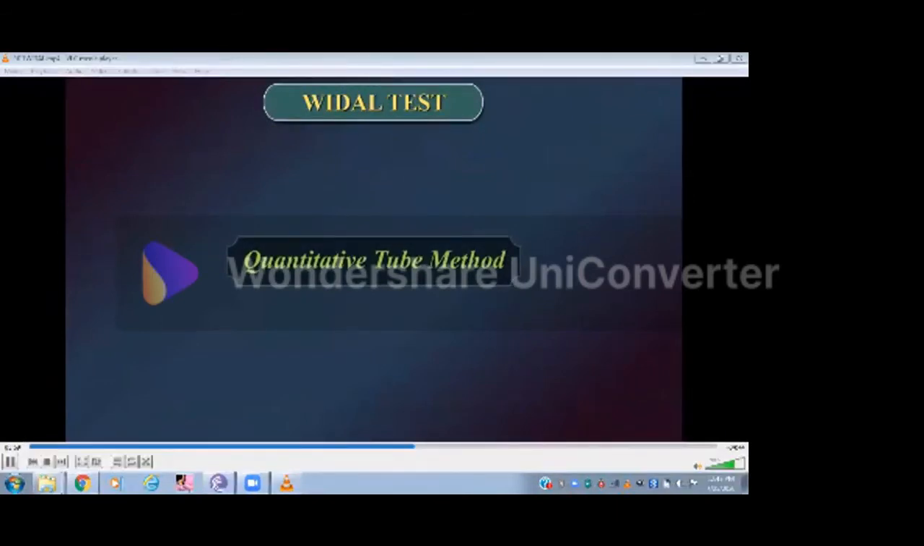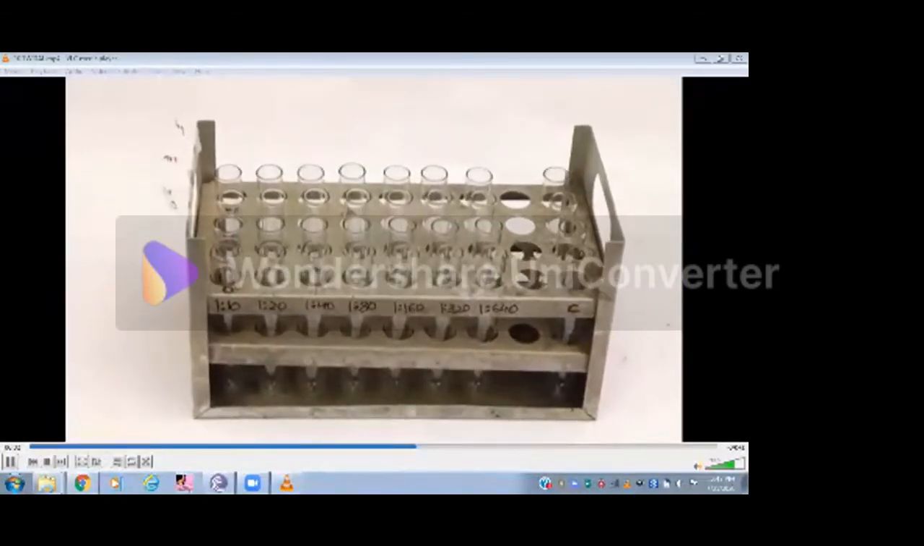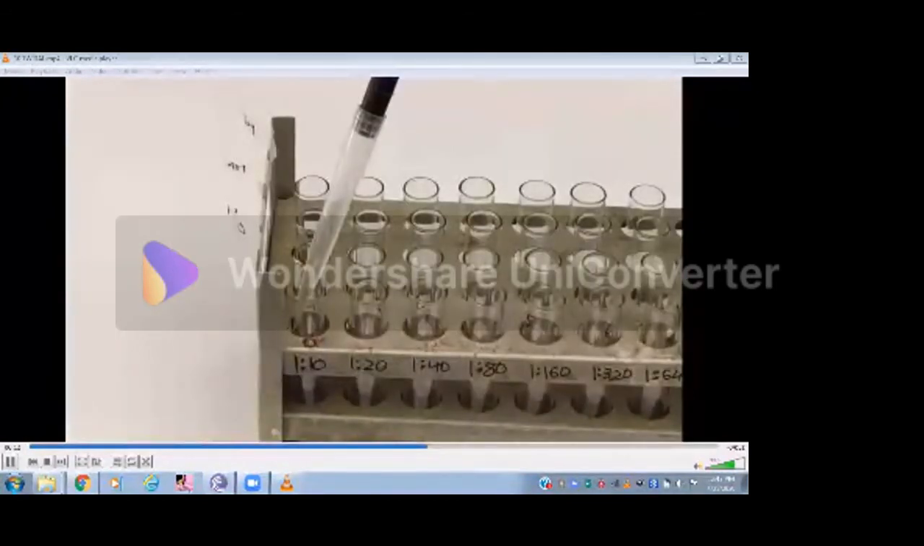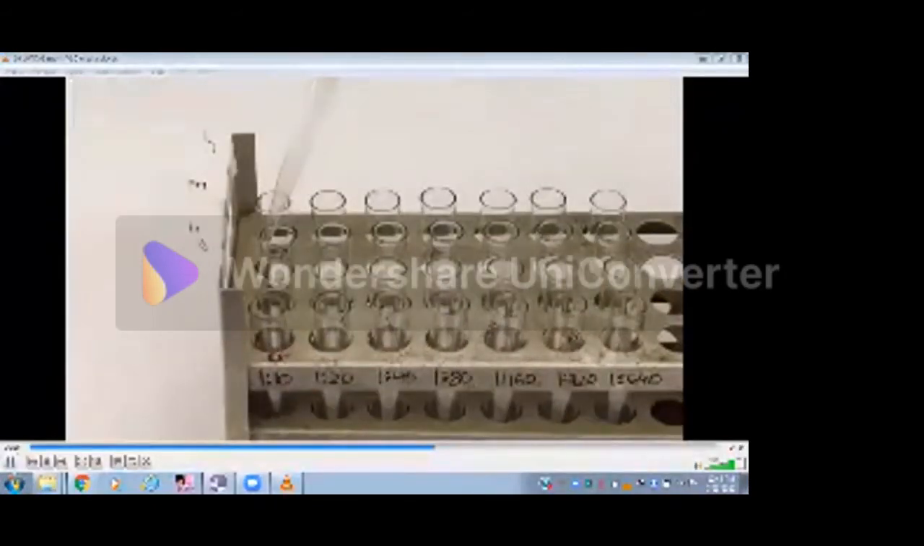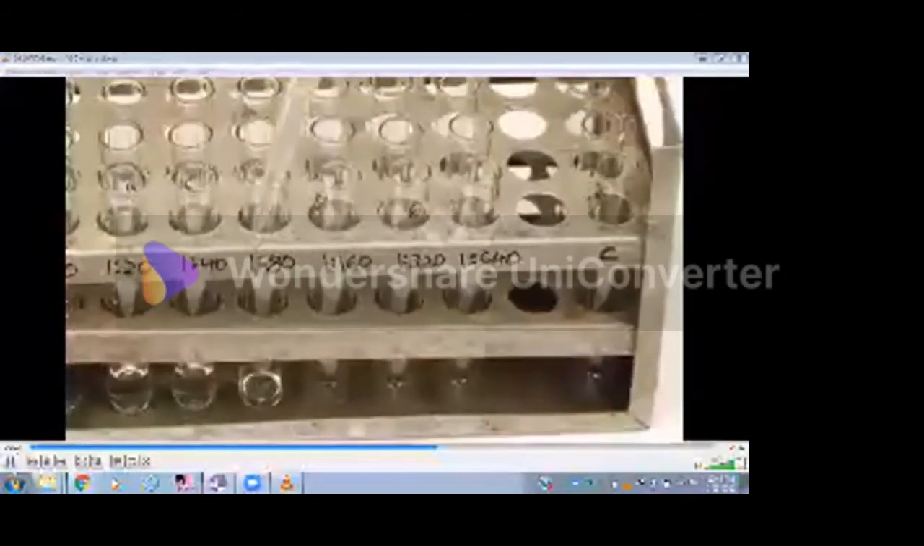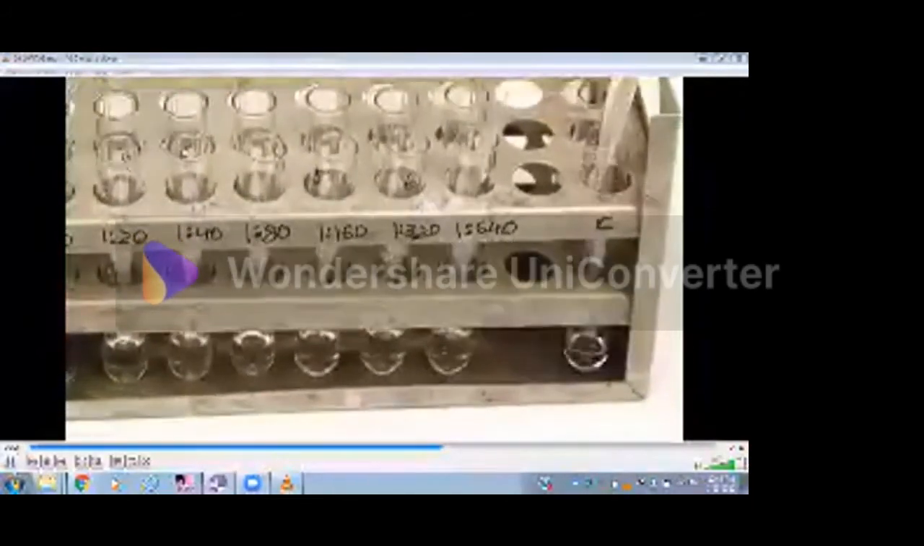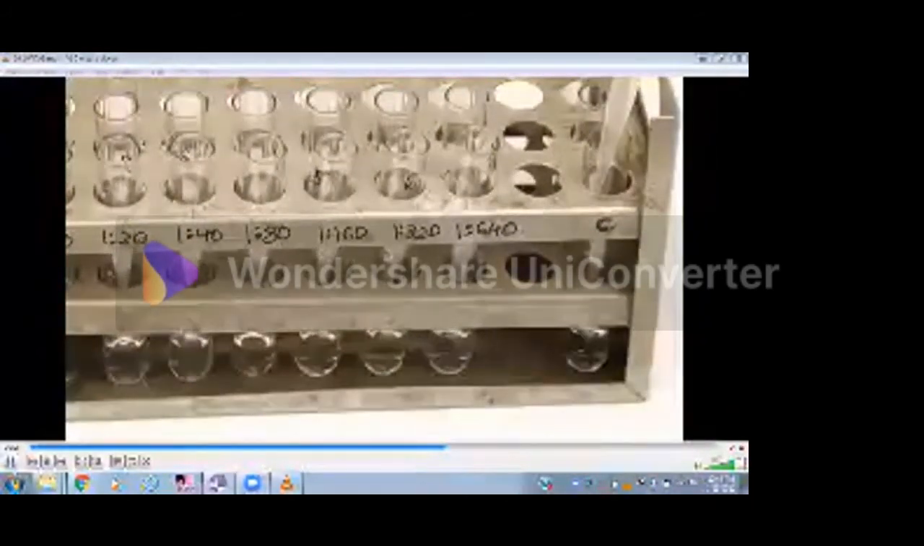Quantitative tube method. Take the appropriate number of sets, one set for each antigen suspension, of 8 Kahn tubes or test tubes, and label them 1 to 8. Pipette 1.9 milliliters of physiological saline into tube number 1 of all sets. To each of the remaining tubes, that is 2 to 8, add 1 milliliter of physiological saline.